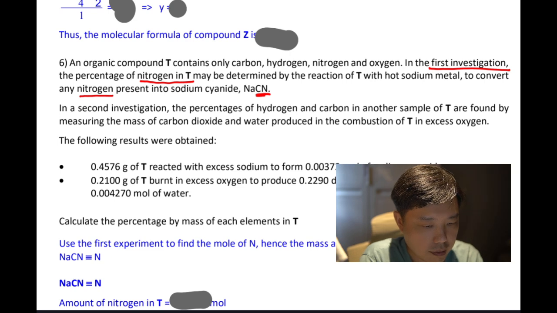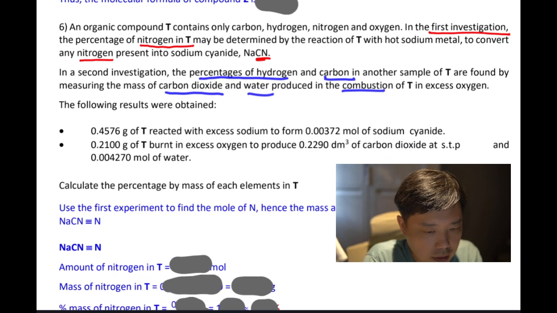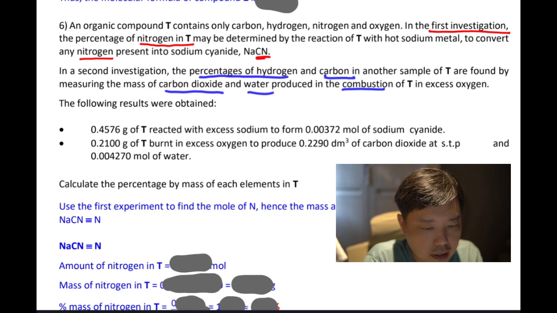Second investigation: percentages of hydrogen and carbon is found by measuring the mass of carbon dioxide and water produced in the combustion. So two different investigations. The first one is to determine percentage of nitrogen. So let's zoom in on the first investigation. 0.4576 gram of T react with excess sodium to form this amount of sodium cyanide.